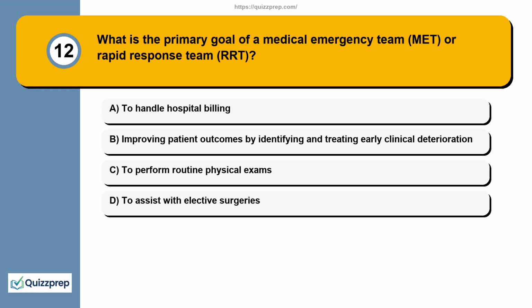Question 12. What is the primary goal of a medical emergency team, MET, or rapid response team, RRT? To handle hospital billing, improving patient outcomes by identifying and treating early clinical deterioration, to perform routine physical exams, to assist with elective surgeries.